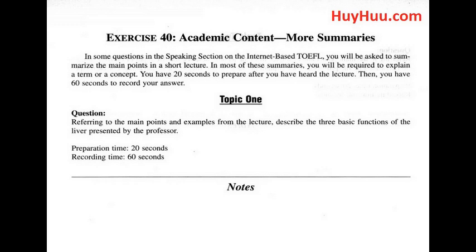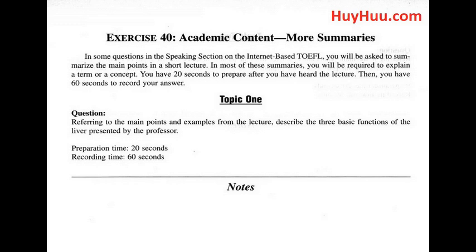Example speaking answer. The liver has more than 500 functions, but the professor concentrates on three. First, the liver is used as a storage system. The liver regulates the glucose levels in the blood, and when it's too high, the liver converts glucose into glycogen and stores it as energy for later use. When the glucose level's too low, it changes the glycogen back into glucose for energy.